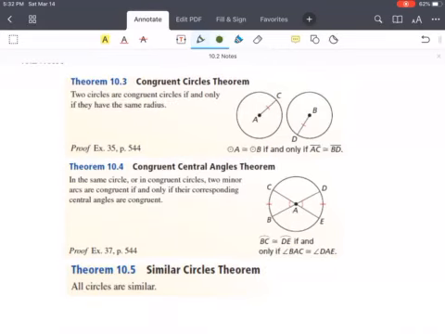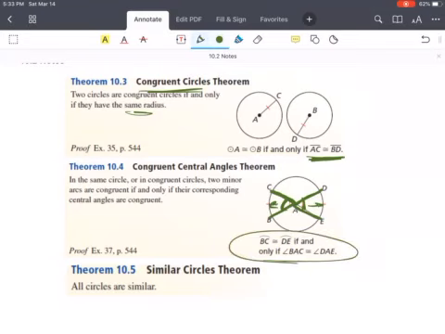Which is connecting to a couple of these theorems here. Circles are going to be congruent if their radii are the same. Which then means that if you have central angles, a central angle right here and a central angle right here, if those central angles are the same, then their corresponding arcs are also going to be the same.